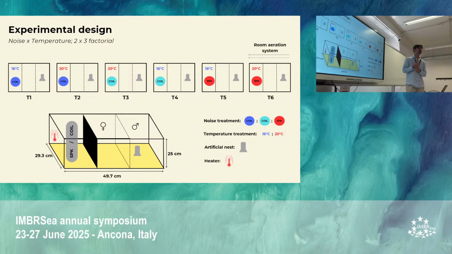We have two temperature treatments, so 16 degrees and 20 degrees, which are the two limits of the temperature that the fish can encounter in the natural environment, an upper limit and a lower limit. And we just used heaters to warm these three tanks. The noise treatment was changed every week at every trial, but the temperature one was kept at this position.